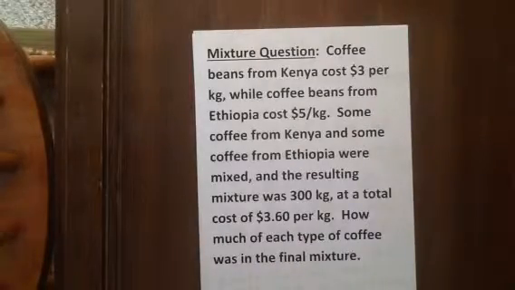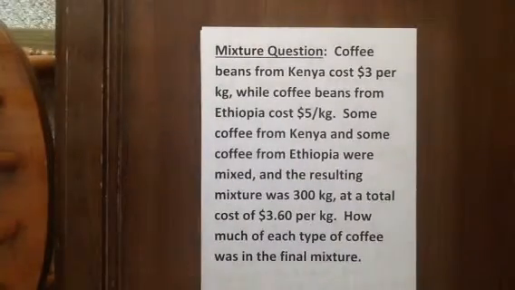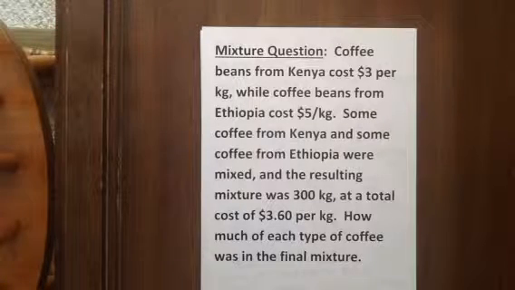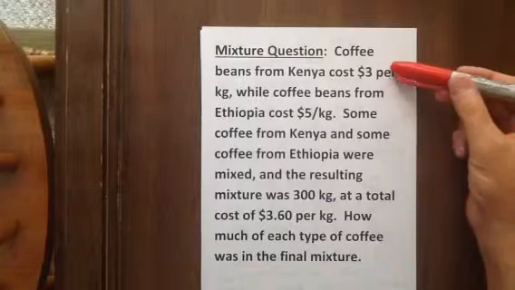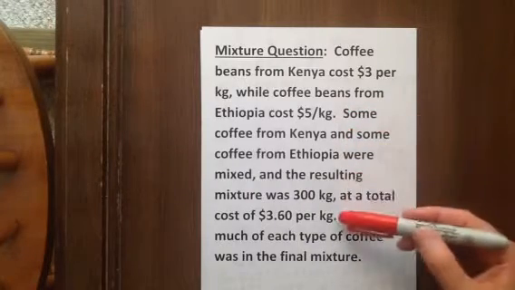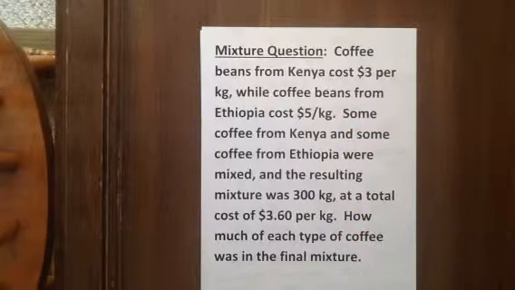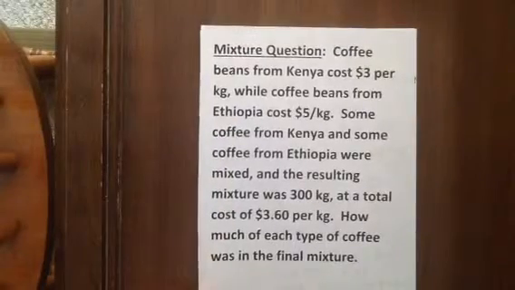For our final elimination question, we're going to look at a mixture question. Suppose that we have coffee beans from Kenya that cost $3 per kilogram and coffee beans from Ethiopia that cost $5 per kilogram. Now, accidentally some coffee from Kenya and some coffee from Ethiopia got mixed. The resulting mixture weighed 300 kilograms, but we don't know how much of each was in there, and the total cost was $3.60 per kilogram. So, somehow we mixed $3 per kilogram and $5 per kilogram to come up with $3.60 per kilogram. We want to know how much of each type of coffee was in the final mixture.